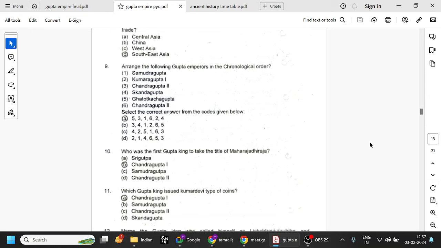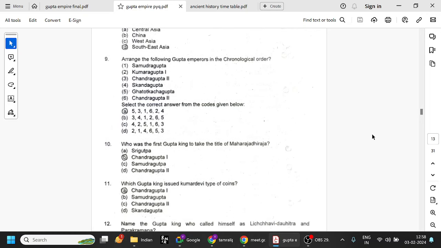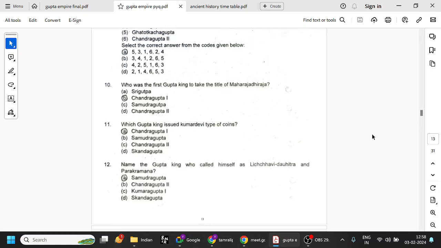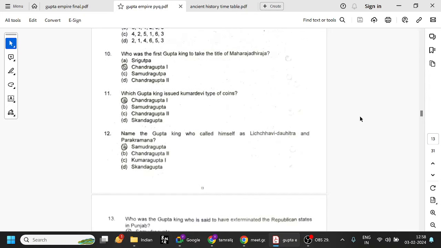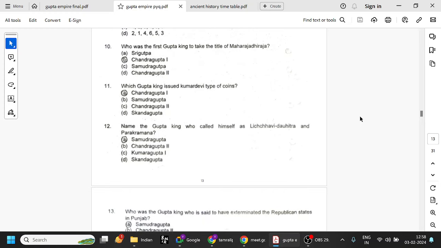Arrange the following in chronological order. Obviously, first and foremost will be Srigupta, followed by Gautama, followed by Chandragupta 1, followed by Samudragupta, followed by Chandragupta 2, then Kumaragupta, and last Skandagupta. Who was the first Gupta king to take Maharajadhiraja? Chandragupta 1. Maharaja means Srigupta. Maharajadhiraja means Chandragupta. Others have also many titles.